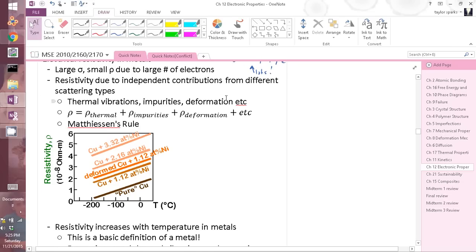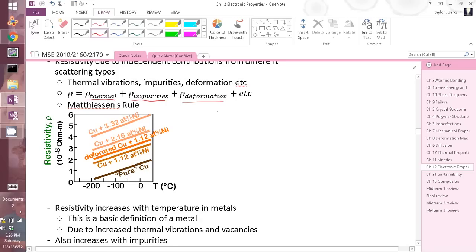Now what's really interesting is the electrical resistivity, we can actually add it up in terms of each constituent that scatters it. So you have some amount of resistivity coming from thermal scattering, some amount of resistivity coming from impurities, from deformation, and so on. This is known as Matthiessen's Rule.